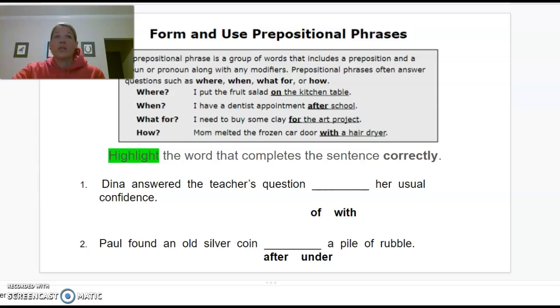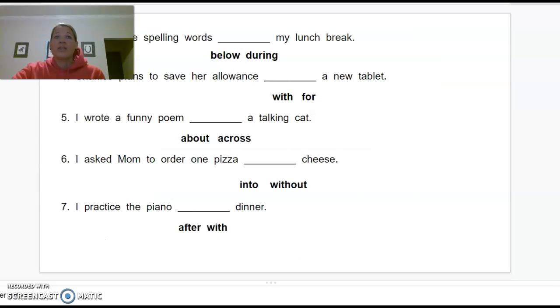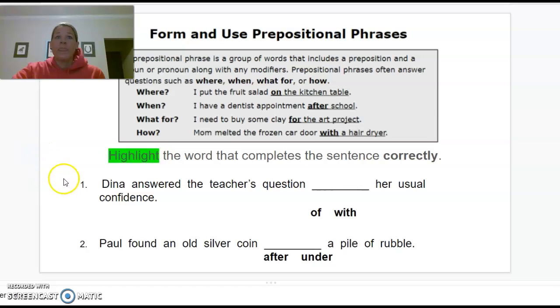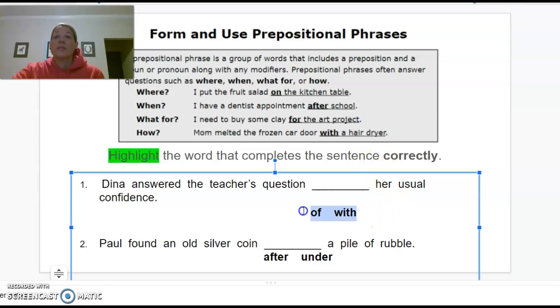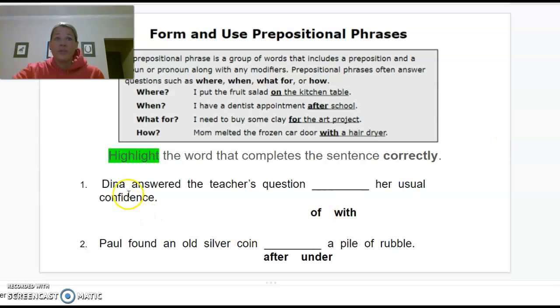So today's activity, we're going to do a few together. You'll see there are 2 slides. And you will finish the second slide by yourself. And the directions are to highlight the word that completes the sentence correctly. So you're going to highlight the preposition down here that finishes your sentence correctly.